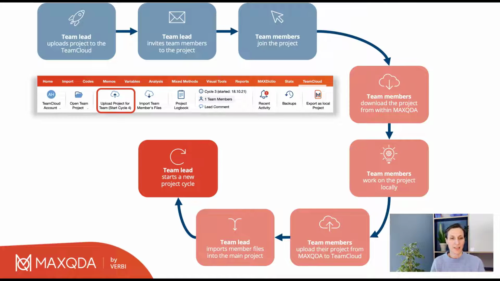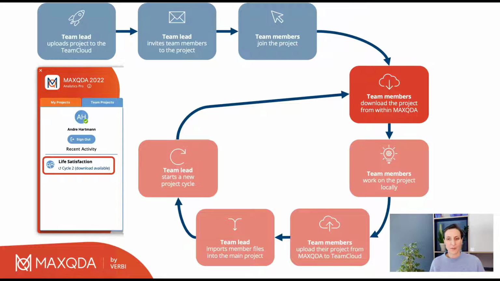And so instead they click on upload the project for the team again and start a new cycle. Each of the team members will now receive a notification in their welcome screen that a new download is available for this project and which cycle has been started, so they can then open it again, view their assignments, get working, and continue the analysis. So this way you can just continue in these cycles as long as needed, and the team lead decides when they're finished and just export the project again.